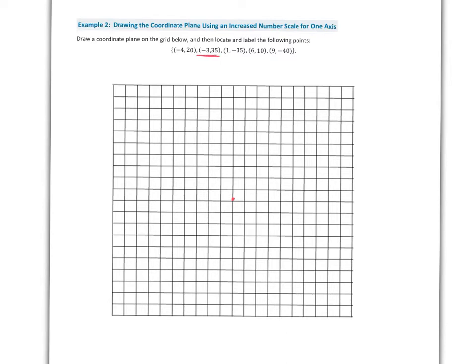The coordinate we have, -3, 35, -4, 20. Hold up, but our graph only went up to 10 and -10. Not cool. How are we going to get around this?